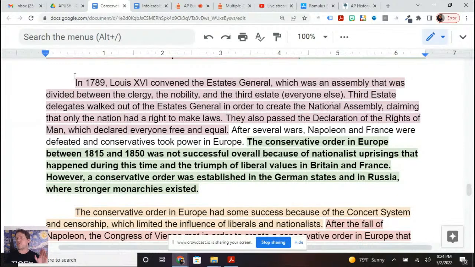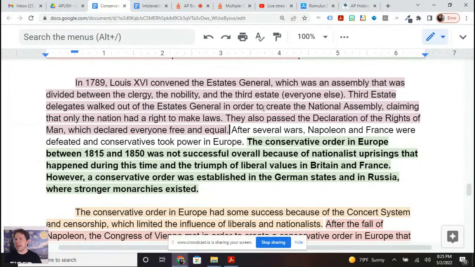Okay. And so what we see here is I'm looking for 3 to 4 content-rich sentences. So in 1789, Louis XVI convened the Estates General, which was an assembly that was divided into the clergy, the nobility, and the Third Estate, everyone else. Third Estate delegates walked out of the Estates General in order to create the National Assembly, claiming that only the nation had the right to make laws. They also passed the Declaration of the Rights of Man, which declared everyone free and equal. Okay. And so we see here, after several wars, Napoleon and France were defeated and conservatives took power in Europe.